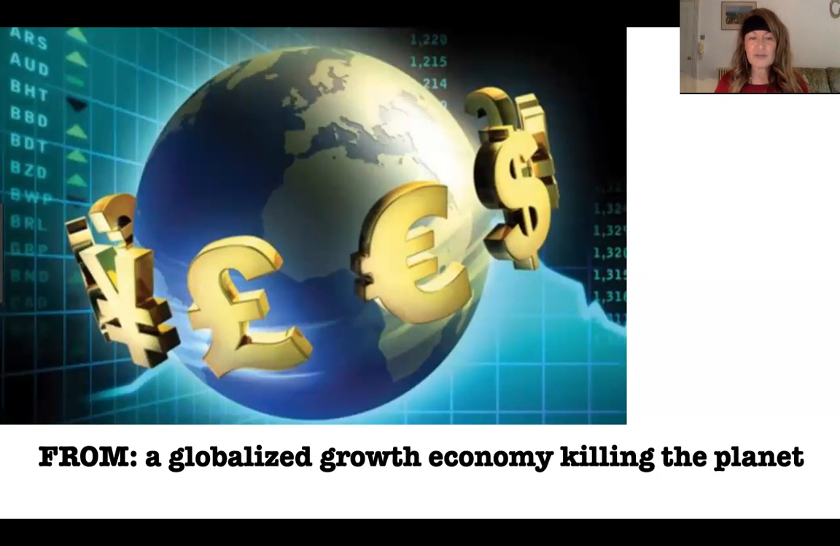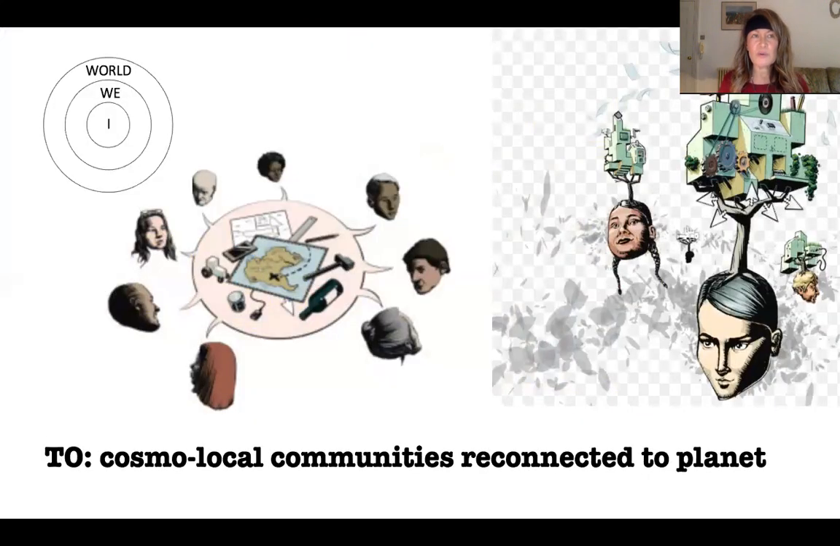And of course, at the planetary level, we have to move from the globalized growth economy that we know has been killing the planet to what we call more cosmo-local communities working together in global networks, reconnected to the planet. Now, cosmo-local is a very fancy word for saying that what we can experience and build at the local or municipal level isn't simply what we have in that area. We can draw down from all over the world the ideas, the prototypes, even resources for doing things that we need to do at the local level, but in ways that we can own them and that we can have participation.